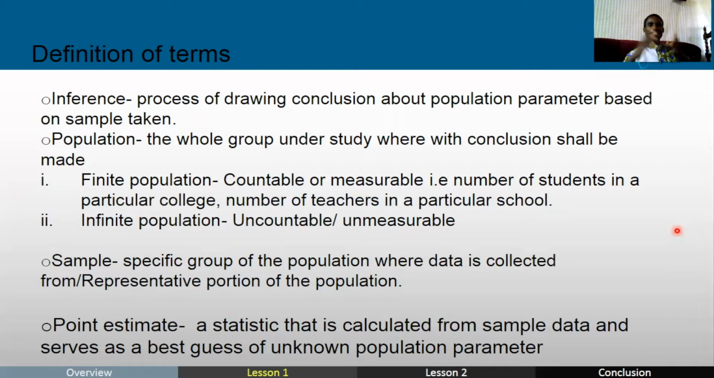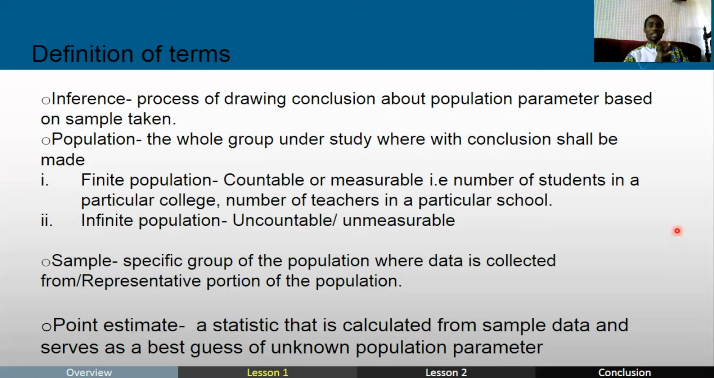Infinite population means you cannot count, unmeasurable. Infinite population means uncountable or unmeasurable. You cannot know the exact number of the group that is under study. That will fall under infinite population.